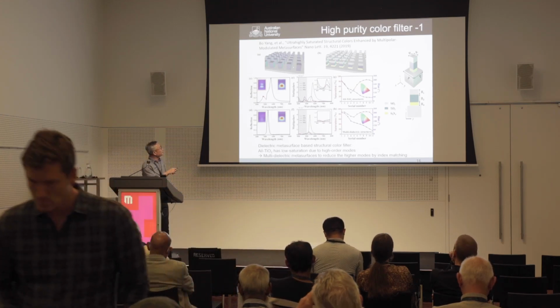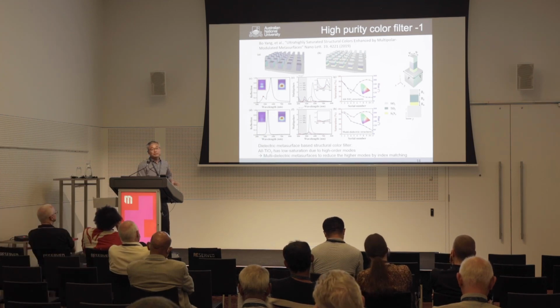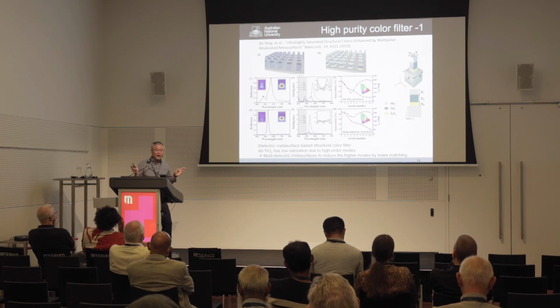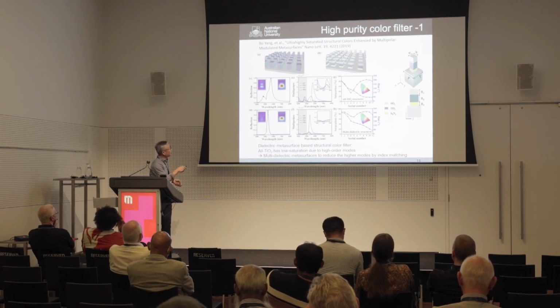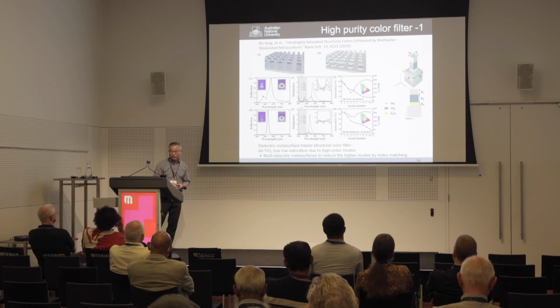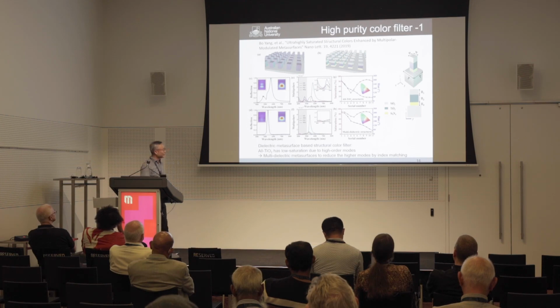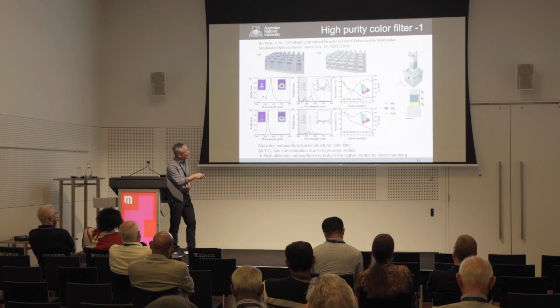If you are making a titanium dioxide single material color filter, the refractive index of titanium dioxide is a little bit high, 2.5-ish. So it always has higher order modes. As a consequence, the color is not pure. By removing this kind of higher order mode, we designed this kind of structure.